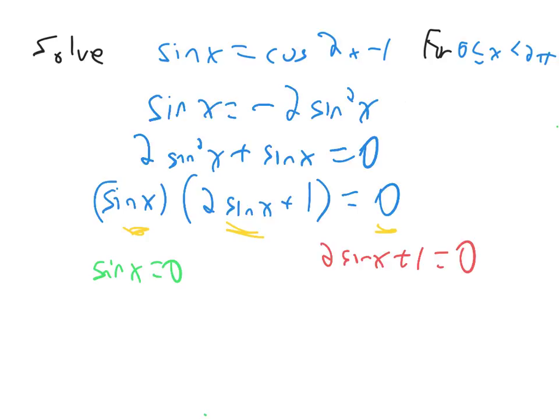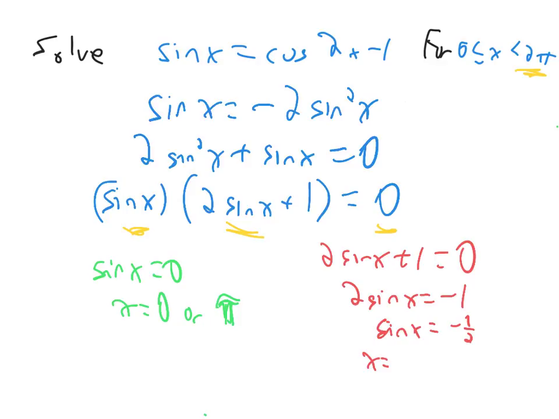The first one is solved at x equals 0 or x equals pi. We're in radians, as we can see here, they've asked us to be in radian mode, so we have to leave that as it is. The other one is solved by 2 sine x equals minus 1, or sine of x equals minus a half, and that's solved by x equals 7 pi over 6, or 11 pi over 6.